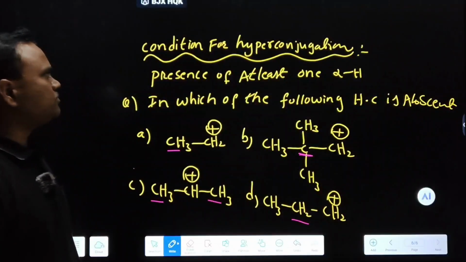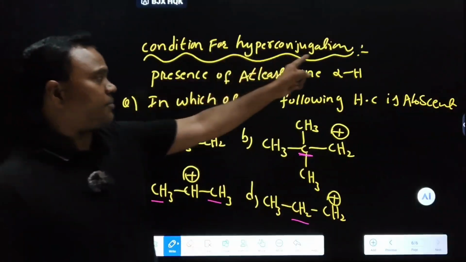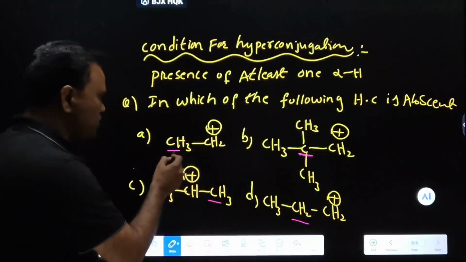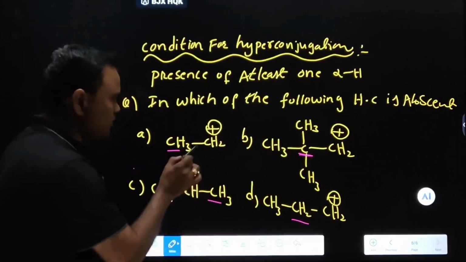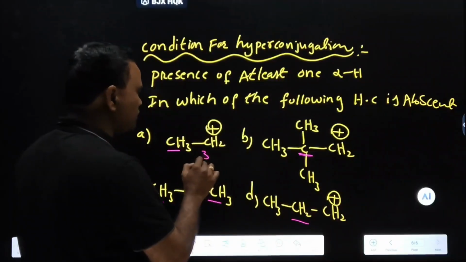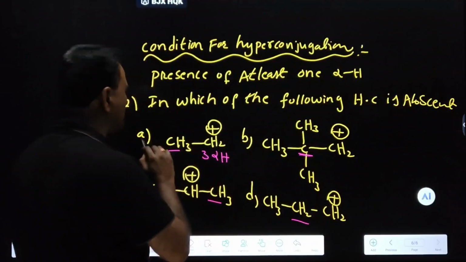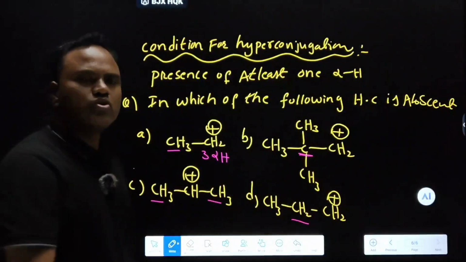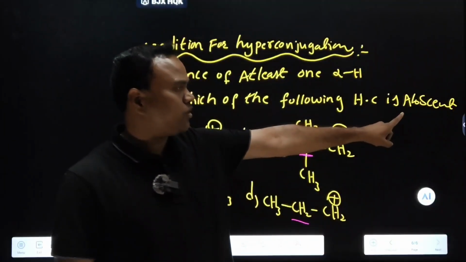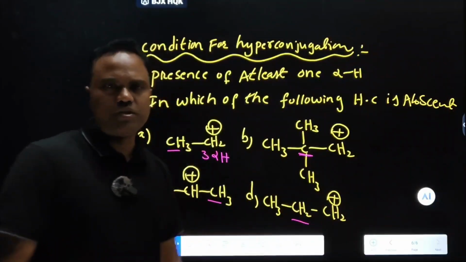What is the condition for hyperconjugation? Presence of at least one alpha hydrogen. In this, how many alpha hydrogens are present? One alpha carbon is there, 3 hydrogens are there. So 3 alpha hydrogens are there. So it will show hyperconjugation, right? But we have to check for the compound in which hyperconjugation is absent.